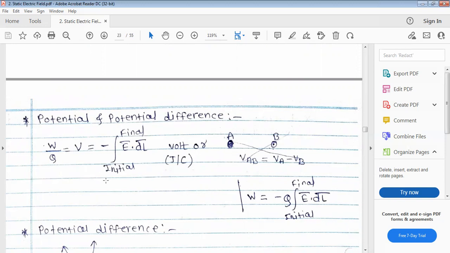Now here they are asking two MCQ questions. Remember, in this one equation there are two MCQ questions. They are asking the equation for potential, V is equal to W upon Q, and also what is the unit of potential. All of you know potential or voltage is measured in volts, or also in joules per coulomb, because work is measured in joule and charge is measured in coulomb. So its unit is joule per coulomb.